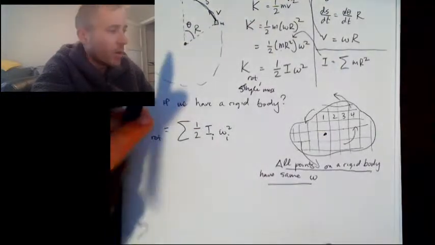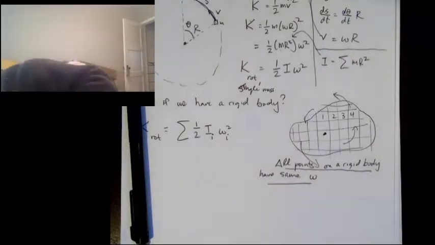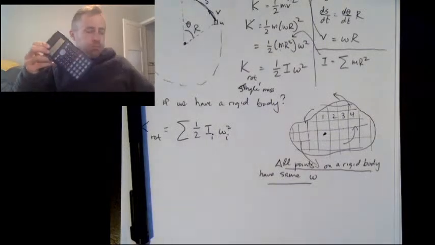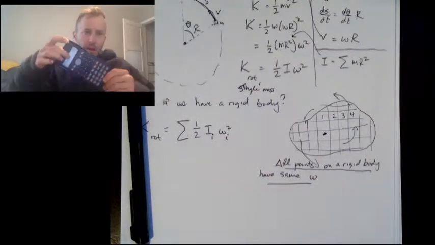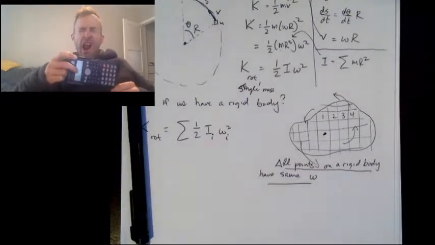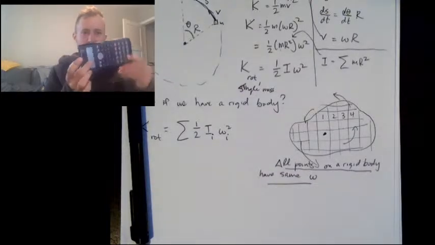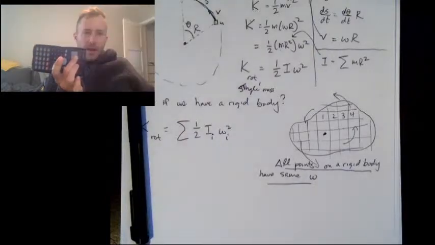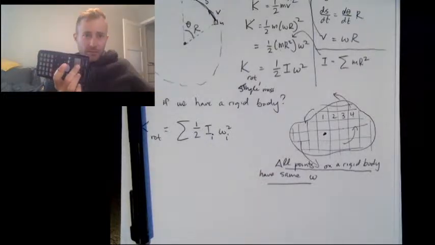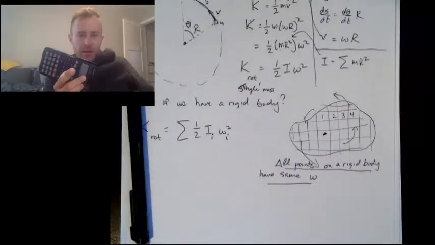Now, why is that? I can imagine if I have this calculator here, and here's the pivot point, and I let it rotate, maybe do half a rotation. Every single point on this rigid body did half a rotation. And furthermore, every single point did that in the same amount of time.